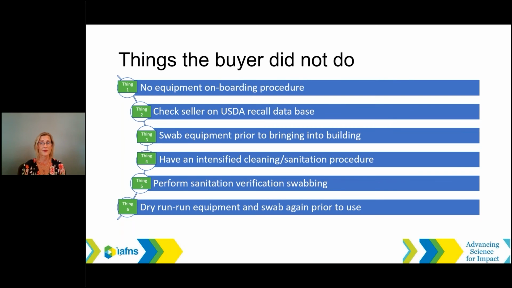The things the buyer did not do were these. They didn't have an equipment onboarding procedure. They didn't check to see if the seller had a recall in the near past. They didn't swab the equipment prior to it entering the building. They didn't have an intensified cleaning and sanitation procedure. They didn't perform sanitation verification swabbing after the warehouse personnel cleaned the equipment, and they didn't do a dry run once it was installed in the production area and prior to use. Next slide, please.